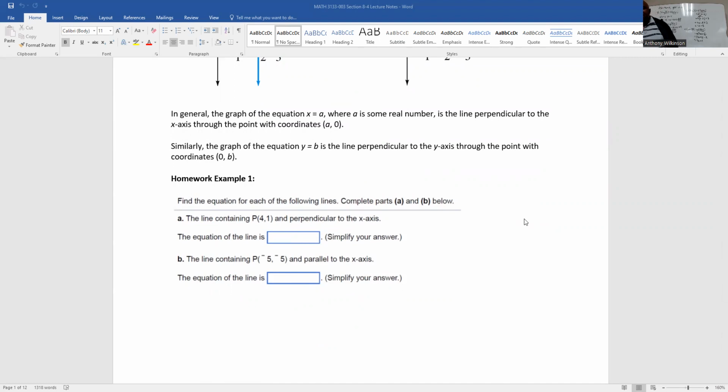Okay, so let's look at these two examples here, A and B of example 1. Let's say I wanted to find the equation for each of the following lines. Let's say the line contains the point with the ordered pair (4, 1), and it's going to be perpendicular to the x-axis.